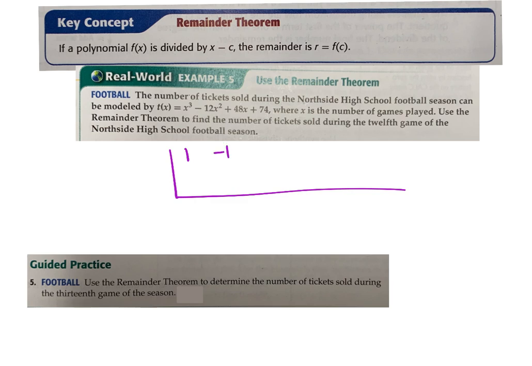So we're going to say 1, negative 12, 48, and 74. And we're going to divide that by 12 because that's the 12 games that we want. Now, when they just say, here's the number, you don't have to do the opposite. The only time you do the opposite is when they give you a binomial, right? When they just hand you the number that they want you to use for synthetic division, you don't change the sign. And so I'm going to do this all the way up. That's going to zero out.